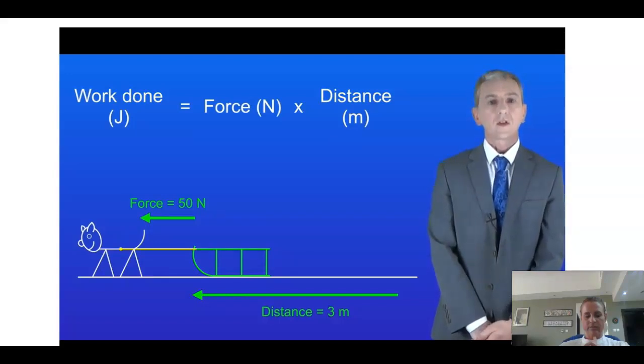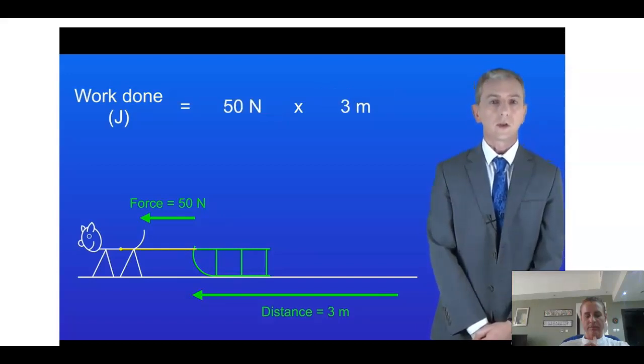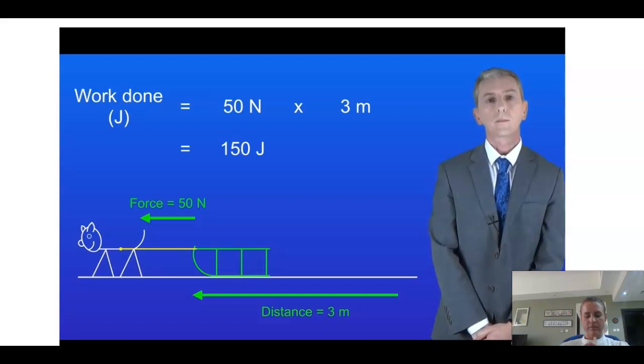Now, we're going to be seeing this equation in more detail when we look at forces in later videos. I should point out that you need to learn this equation. It's not given in the exam. So the force is 50 newtons and the distance is 3 meters. Multiplying these numbers gives us a total work done of 150 joules.